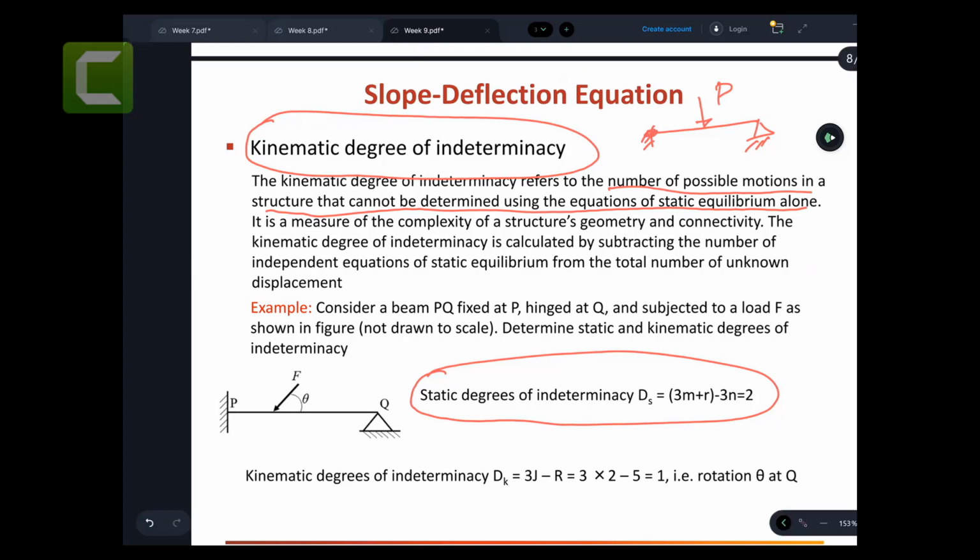It is fixed, so it cannot go in the X or Y direction, and it cannot rotate. So there is zero motion. These points cannot go left or right, cannot go up and down, and cannot rotate. But if I come back to this point, it again cannot go left or right horizontally, and it cannot go up and down vertically, but it can rotate.